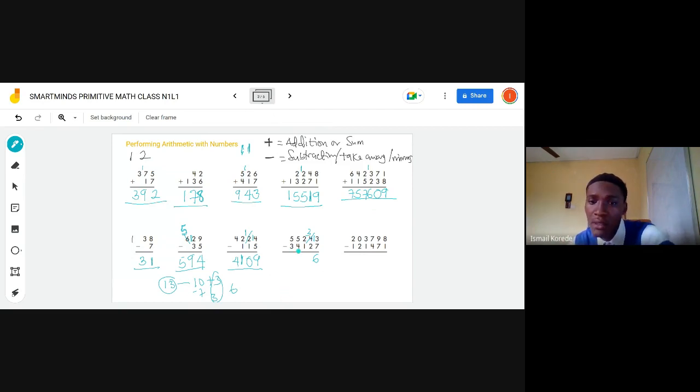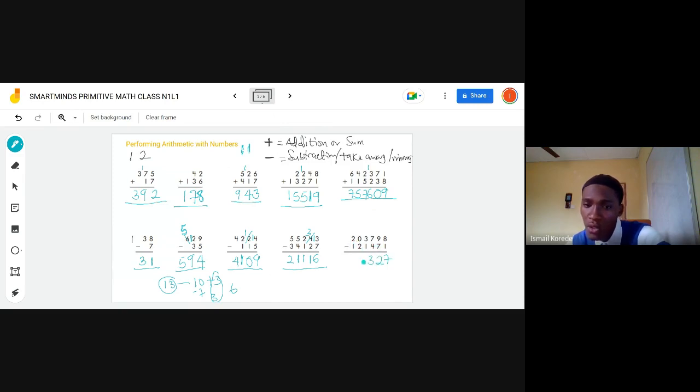So 3 minus 2 gives 1. Then 2 minus 1 gives 1. 5 minus 4 gives 1. Then 5 minus 3 gives 2. So let's move to the next one. 8 minus 1, you want to remove 1 from 8, so you're left with 7. 9 minus 7, that's 2. 7 minus 4, that's 3.